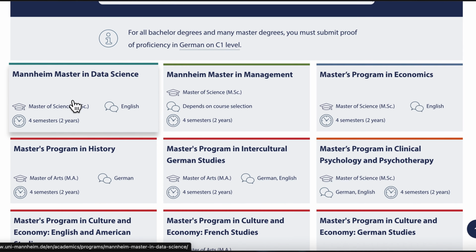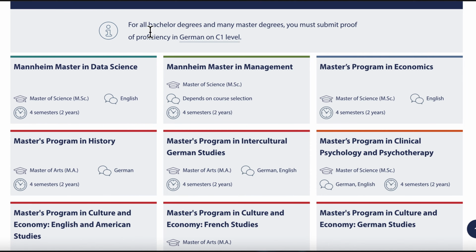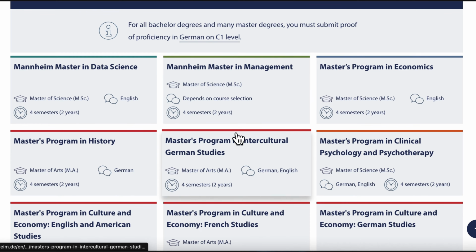We have this page that is loaded up. So if you are planning to do a bachelor degree and many master degrees, you must submit proof of proficiency in German, or C1. That's for if you are applying for courses that are taught in German. So for instance, you can see this program here. It's going to be taught both in English and in German.